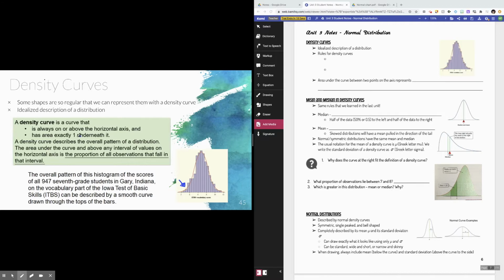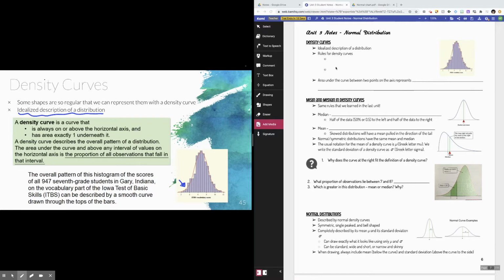So essentially this is an idealized description of a distribution. And what's great about density curves is rather than having to count individual data points within, say, a histogram bin, or within one stem of a stem and leaf plot, or one marker on a dot plot, you can simply use the density curve and the rules of the density curves to calculate those probabilities.